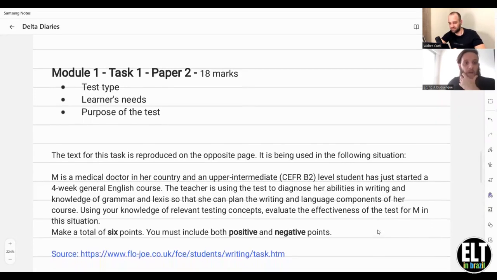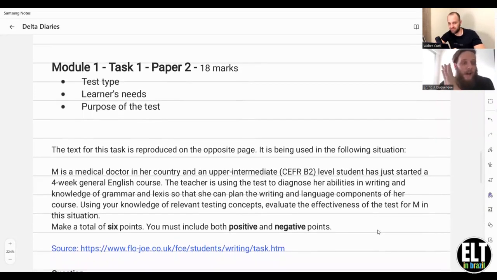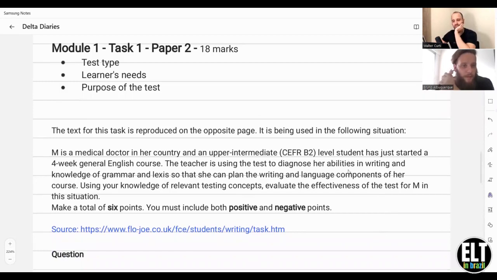All right. So as we're saying, this is module 1, task 1, paper 2. This is worth 18 marks. And again, I think this is an important reminder. We're not Delta tutors, we're Delta students. So take everything here with a huge pinch of salt, like a spoonful of salt. And if you have questions, you definitely should check this with your course tutor whenever you have one.